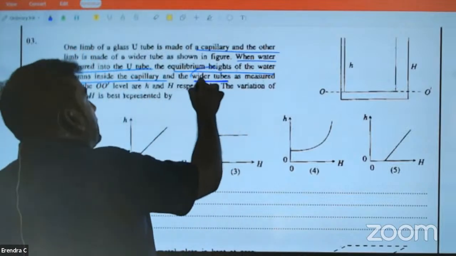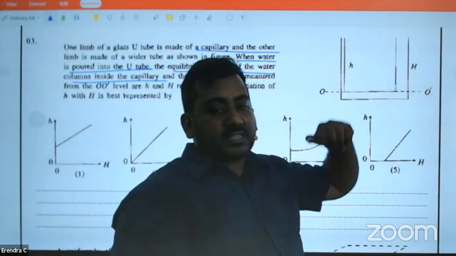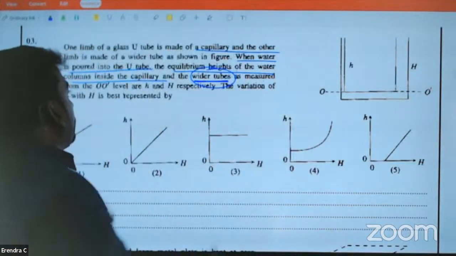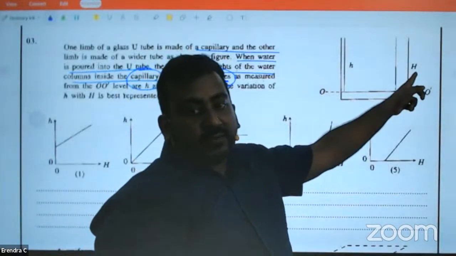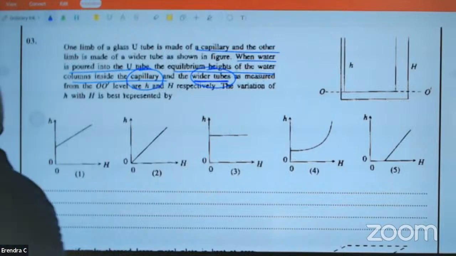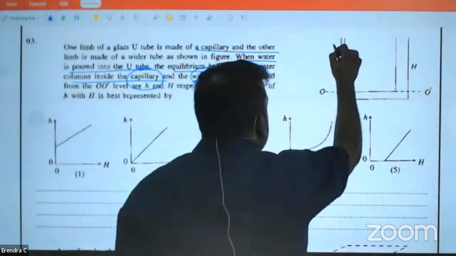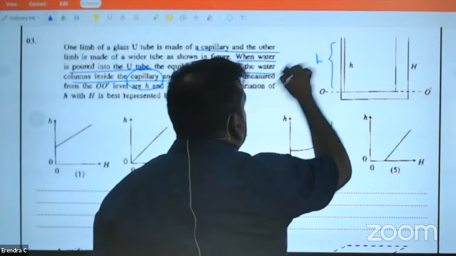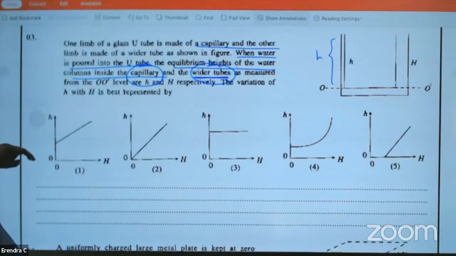Remember, the word wider means there is no surface tension effect there, or minimum surface tension effect. Capillary tube, guaranteed there will be a surface tension effect. So this will have a surface tension effect, that will not. As measured from the OO level are simple h and capital H respectively. So this height will be simple h, that height will be capital H. The variation of simple h with capital H is best represented by, okay, look at the board carefully now.